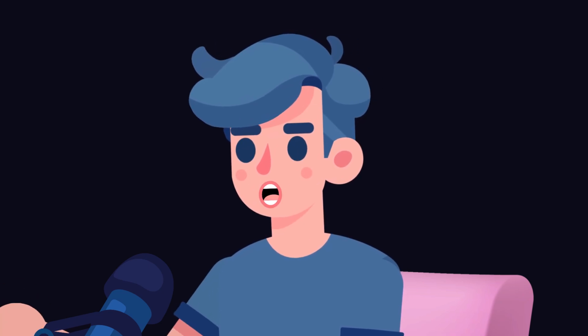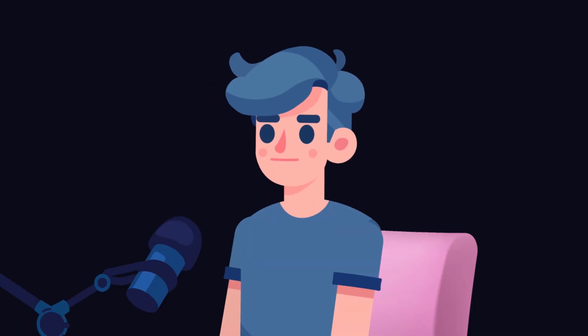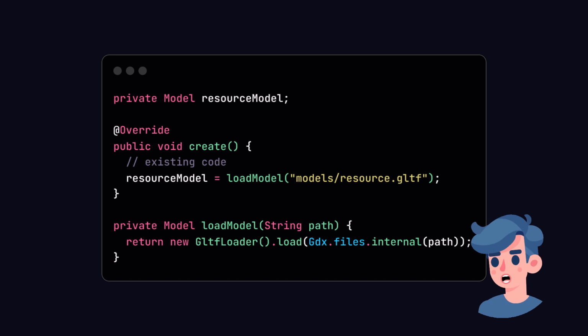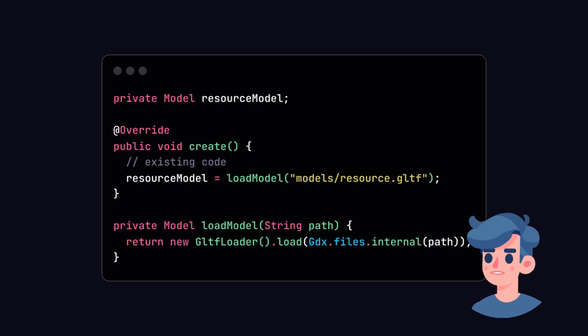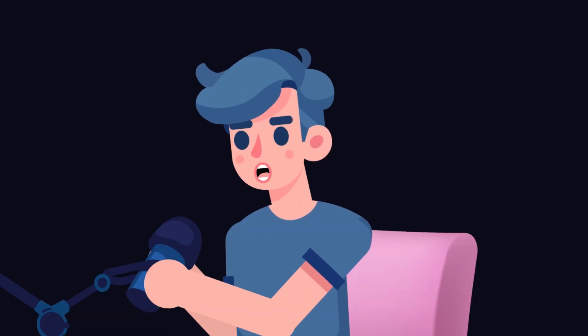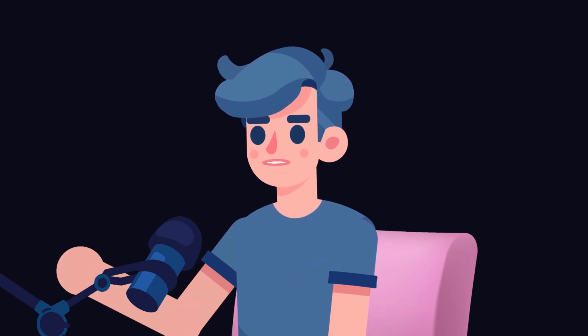Next, let's add some 3D models for our resources to make the game visually appealing. You can create 3D models using software like Blender. After creating your models, export them in the .gltf format and place them in the Assets folder of your libgdx project. We need to load these models in our game. We just added a method to load our resource model, which we can use later in the rendering process.